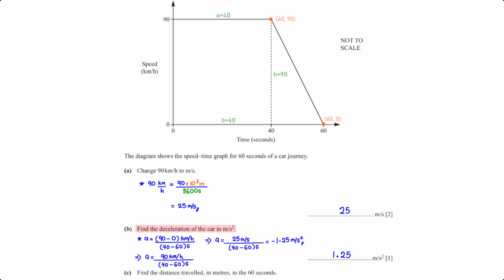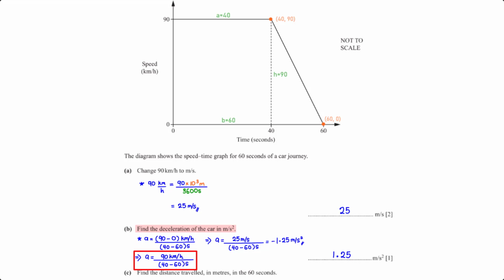Find the deceleration of the car in meters per second squared. The car's speed decreases between these 2 points. The slope of this line gives us the deceleration of the car. So that will be 90 minus 0 kilometers per hour divided by 40 minus 60 seconds. 90 minus 0 kilometers per hour is 90 kilometers per hour.